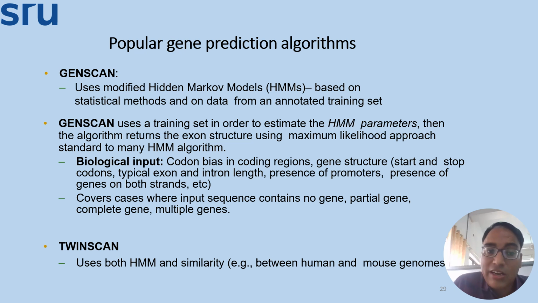What are the programs here? GenScan is there, which was already there. Here it uses modified HMMs now. This way it has been improved by using HMMs and the gene structure in more detail. Then TwinScan is there, which uses both HMMs and now similarity. So it considers the alignment along with the basic principles and evaluates them using hidden Markov models.